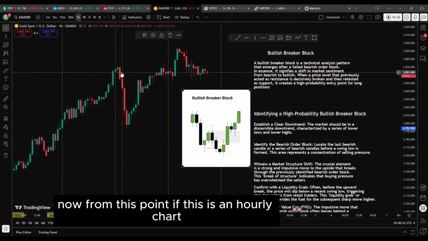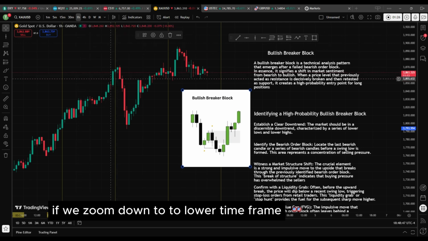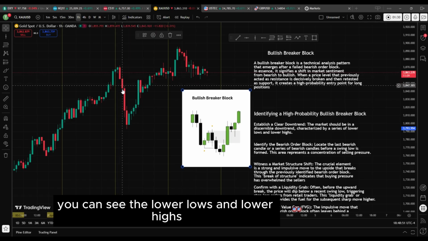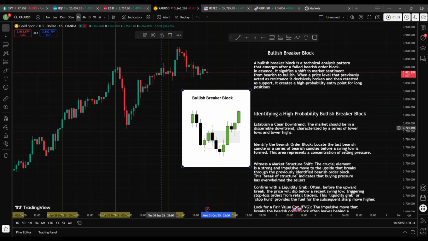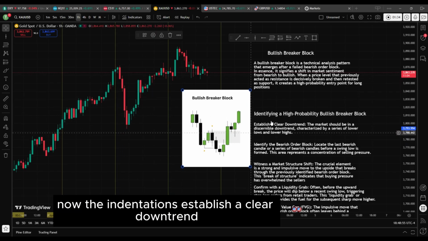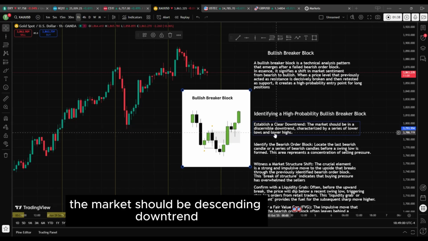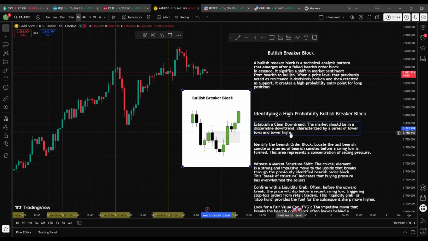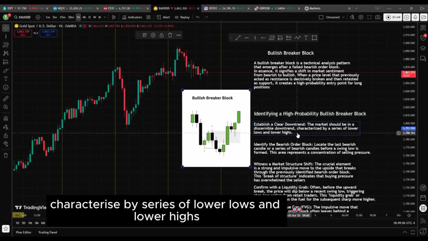Now, from this point, if there's an hourly chart, if we zoom down to a lower time frame, you can see the lower lows and lower highs being created here. Now, the identification establishes a clear downtrend. The market should be in a descending downward trend, characterized by a series of lower lows and lower highs.